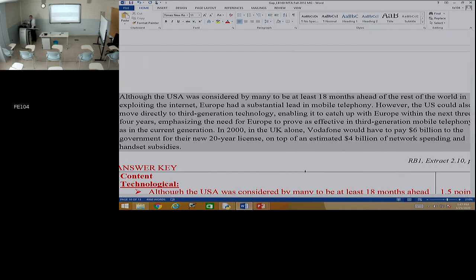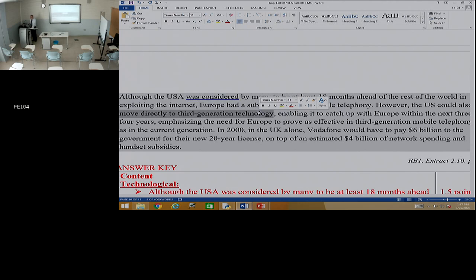Okay, if you look at this case study directly, I will try to find out any technological factors. The world of the rest explains the internet. Europe is ahead. So we have technological factors here: exploiting the internet, Europe, mobile telephony, and third generation technology. These are examples of technological factors.